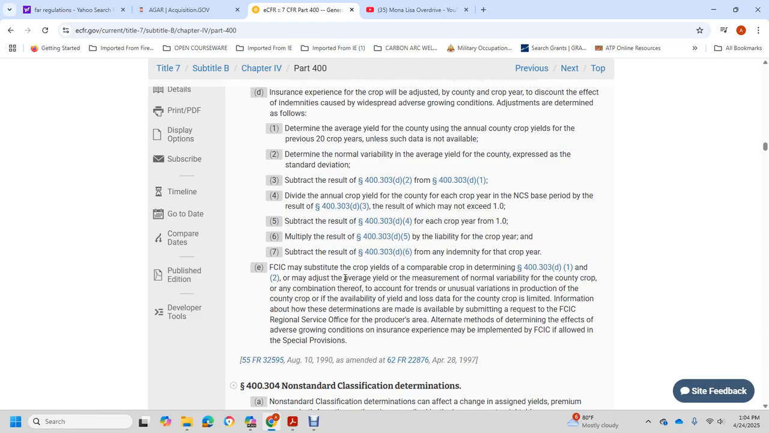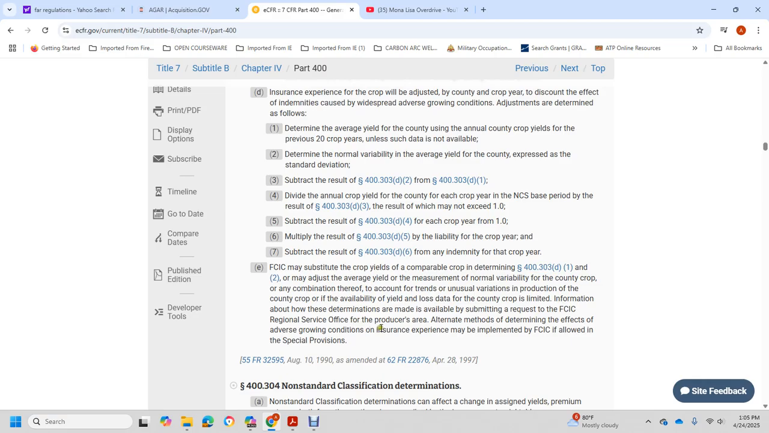Alright, the Federal Crop Insurance Corporation substitutes the crop yield with the comparable determinant 403.03 D1 and 2, to adjust the average yield with the diminishment and the non-variable due to the county crop combination, with the county trends, with the unusual variation in production with the county crop. With the available yield, with the loss of the data, county crop with the limited data, with the determination made with the available data submitted with the crop, the Federal Crop Insurance Corporation.